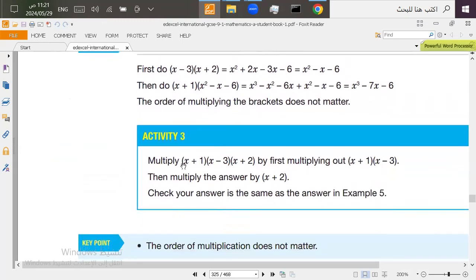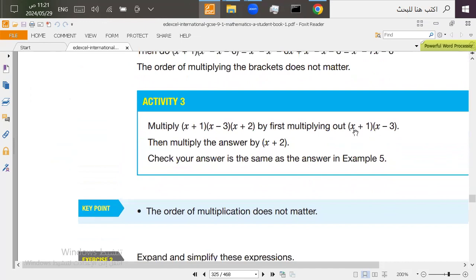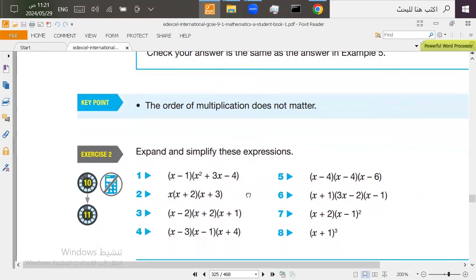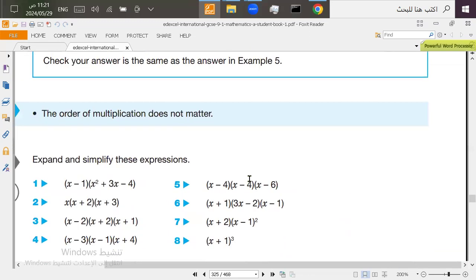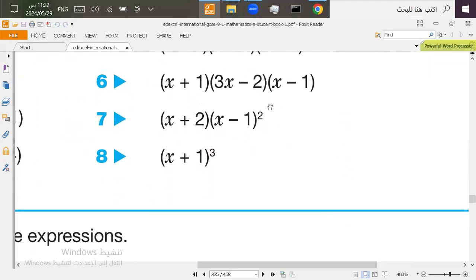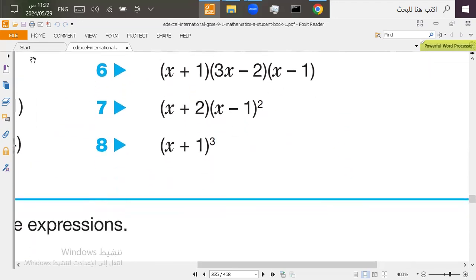So you multiply the first two, and then take the answer and multiply it by the third one. That's the idea of expanding, okay? So here they already give you one which is multiplied, and then you're going to multiply it with this one. But I'm going to jump to the ones that have 3 brackets just to show you how to answer these questions. So we're going to do this one that has 3 brackets.